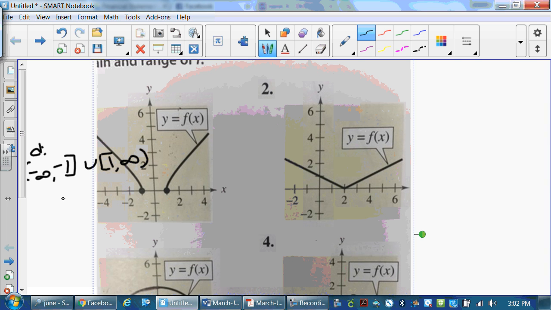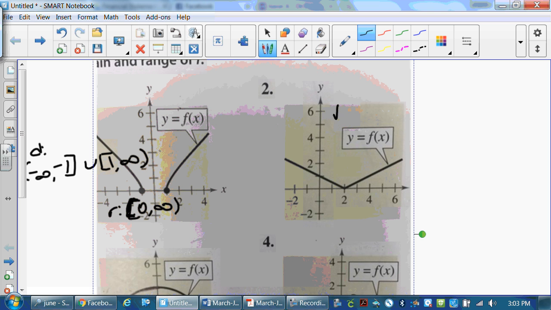That's the domain. The range of this graph is your y values. In this graph, the y values start at 0 and go up from there. So my range includes 0, so it gets a bracket. If it went up to that point but did not include it, it would get a parenthesis. So the range is 0 to infinity, and infinity always gets a parenthesis. All right, number 2, which is a homework problem.